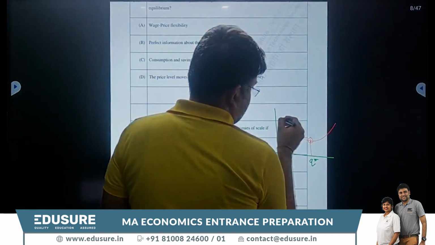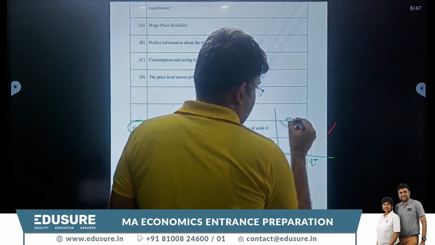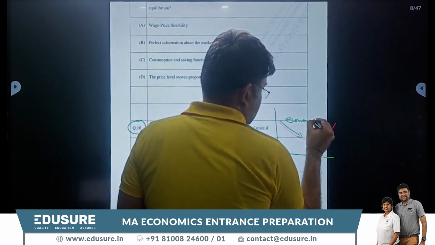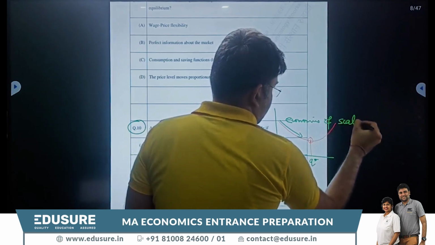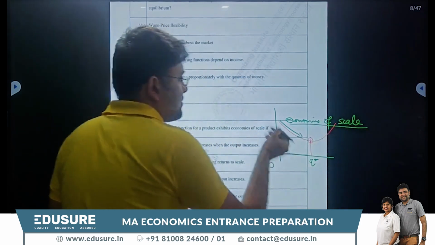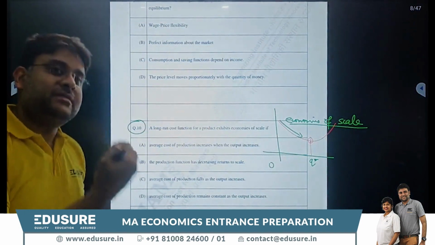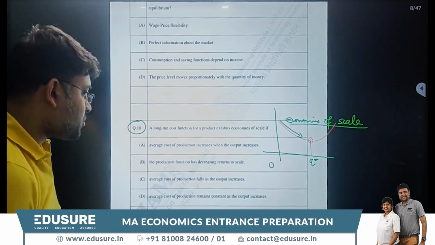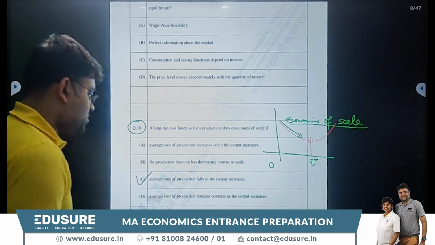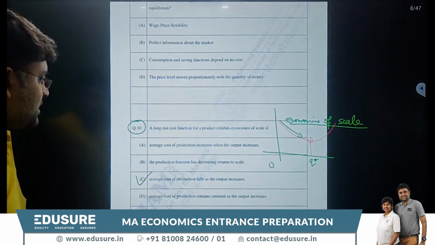Now, in this downward sloping part, I have economies of scale, because as I am increasing my output, my average cost is decreasing. That is called economies of scale. So average cost of production falls as the output increases. Answer is C. This is when the economies of scale will hold.